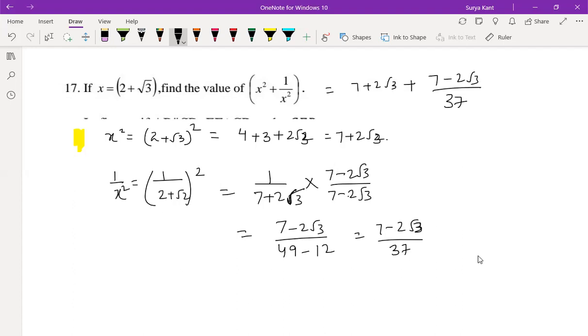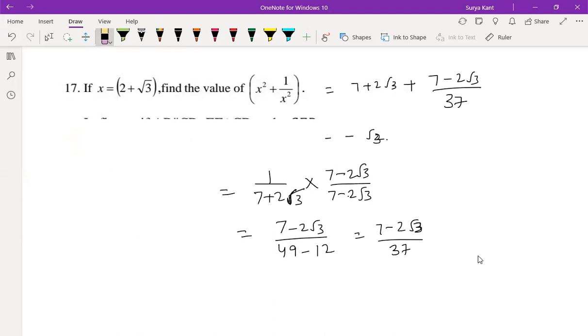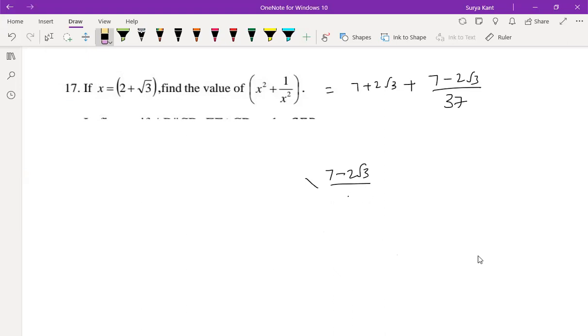Yes, sir. Sir, I have done it in another method, sir. An easy method is also possible, but how to do it? I have seen this question in one app, sir. Wait, I'll just do it once again. 1 by x is equal to 1 by 2 plus root 3 into 2 minus root 3 by 2 minus root 3, which is equal to 2 minus root 3.